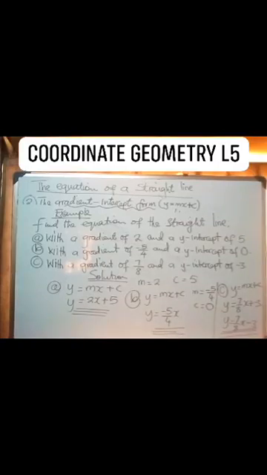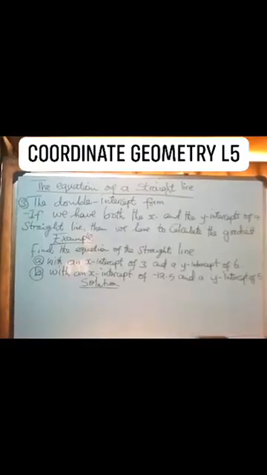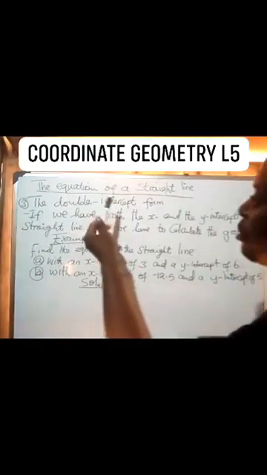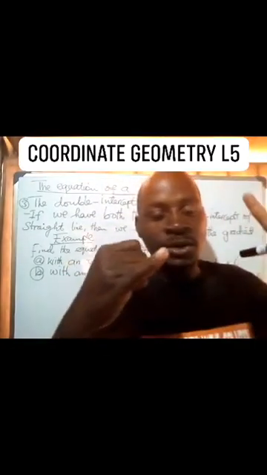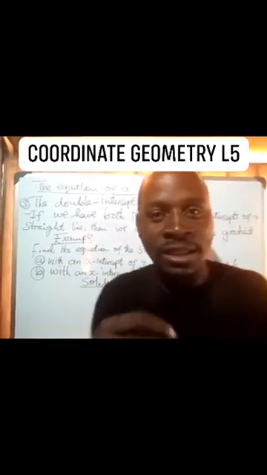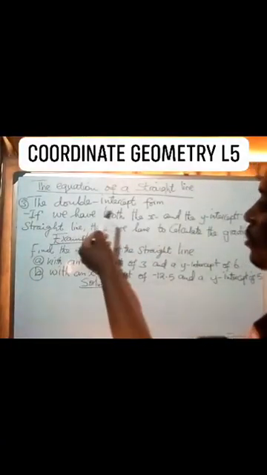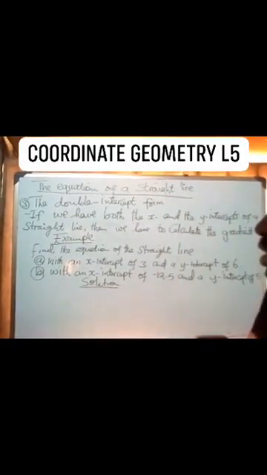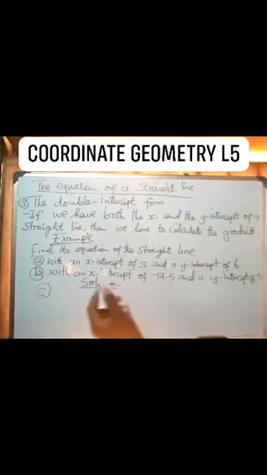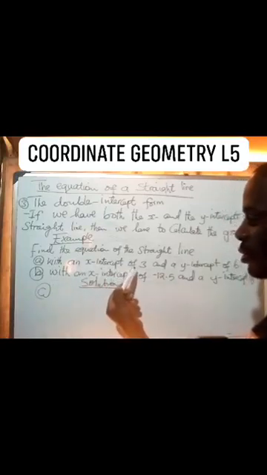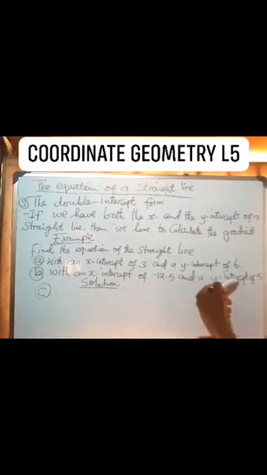We can now go to number 3, where we have the double intercept form. So we have the last one, which is the double intercept form, meaning this one is passing on the x-axis and also on the y-axis. So we are told if we have both the x and the y-intercept of a straight line, then we have to calculate the gradient. So first of all, we have to find the gradient. For example, question number A: find the equation of the straight line with an x-intercept of 3 and a y-intercept of 6.